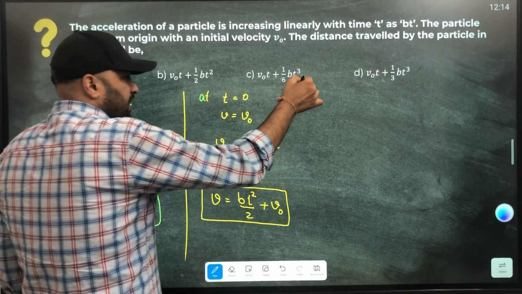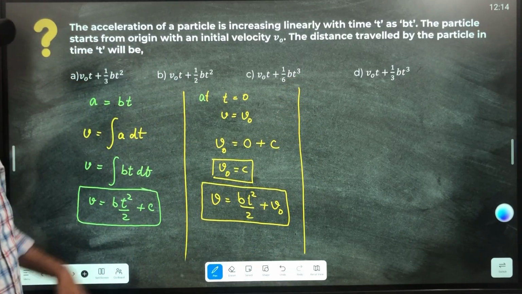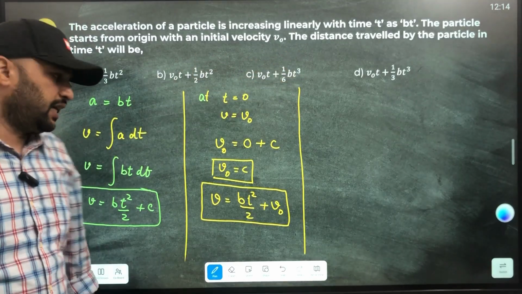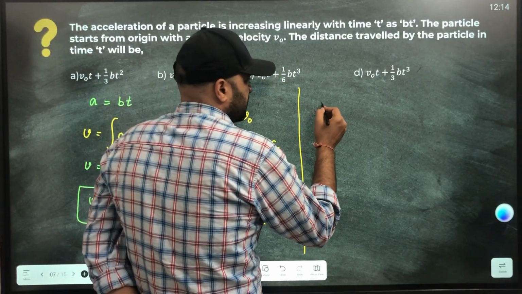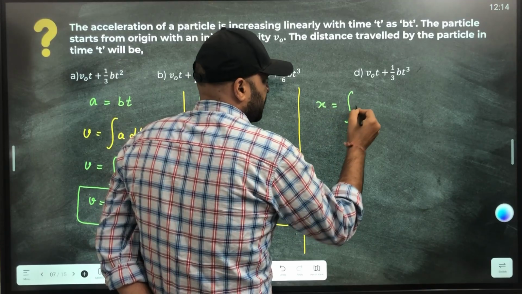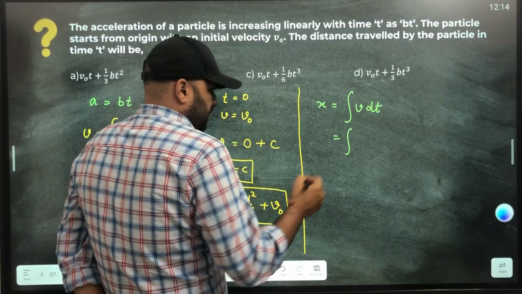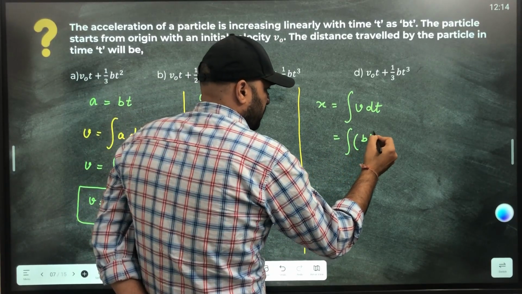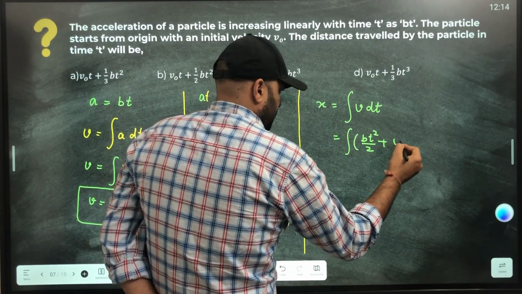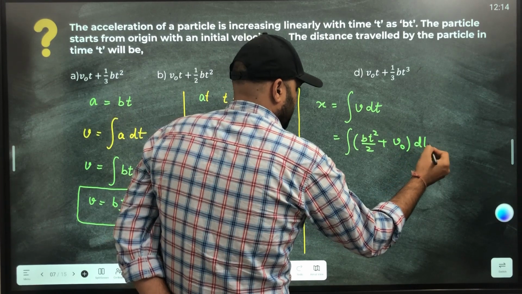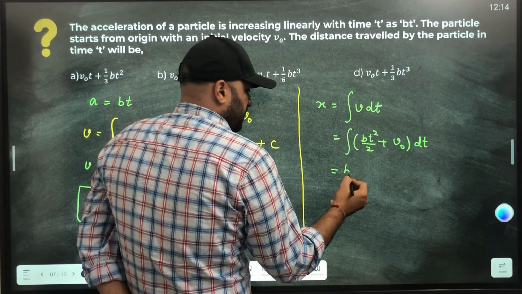If this is our actual velocity function, let's figure out our displacement or distance function. So let me integrate it. The distance x will be the integration of v dt. v will be equal to how much? bt square by 2 plus v naught, dt. Now b by 2 is a constant taken out.